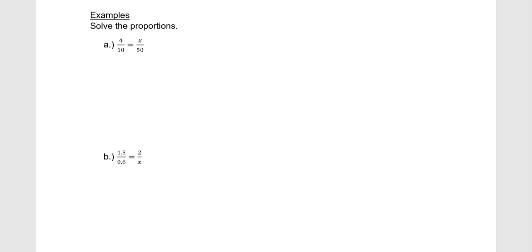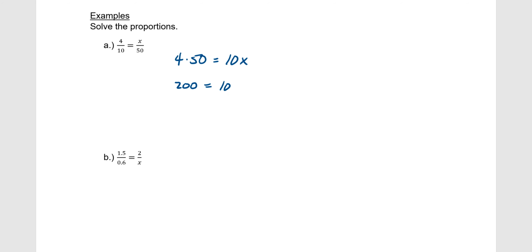We have 4 over 10 equals x over 50. So 4 over 10 equals what over 50? What does the x have to be in order for this statement to be true? So we're going to cross multiply. So that's going to be 4 times 50 equals x times 10. But once again, I'm going to write that as 10 times x, 10x. So 4 times 50 is 200.